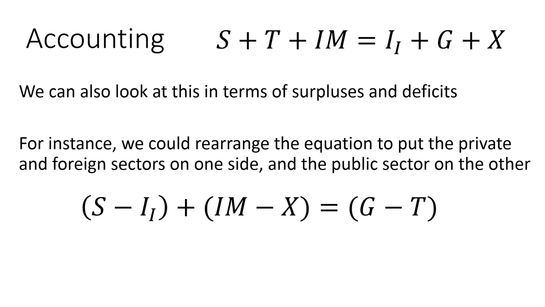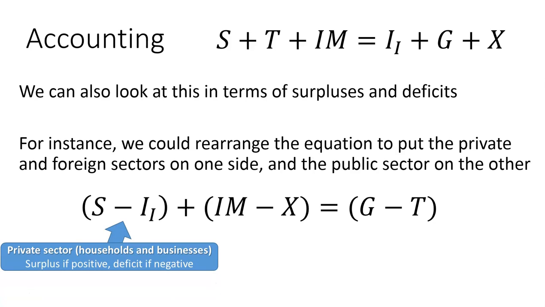Suppose we rearrange this equation of leakages equal to injections so that we had the private and foreign sectors on one side and the public sector, the governments, on the other side. Here we've got S minus I_I, savings minus intended investment, and that's your private sector. If that number is positive, we say the private sector is in surplus. If that number is negative, we say the private sector is in deficit.